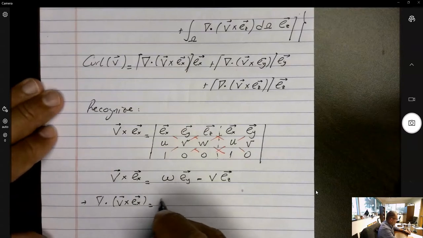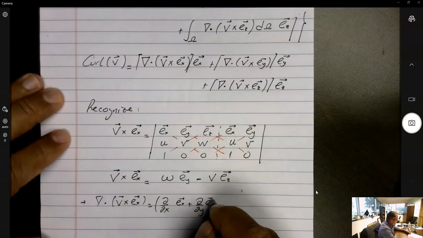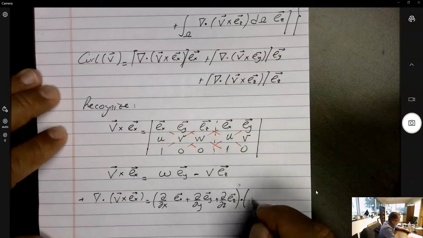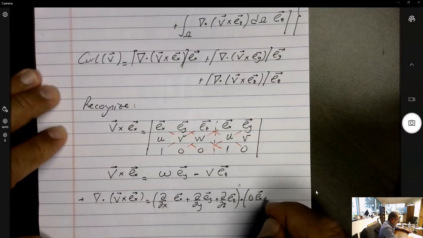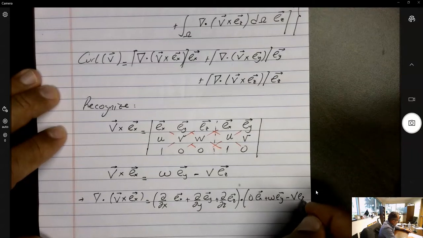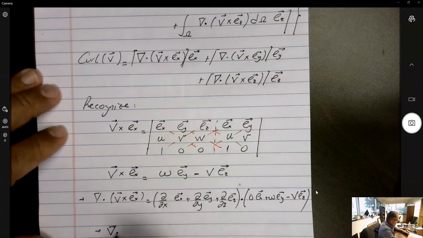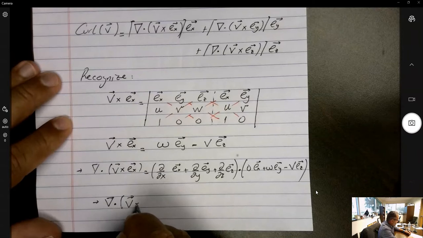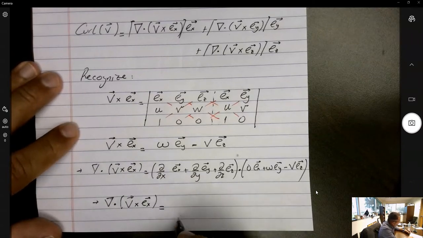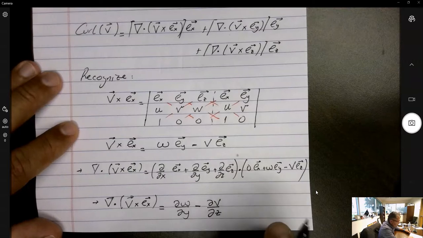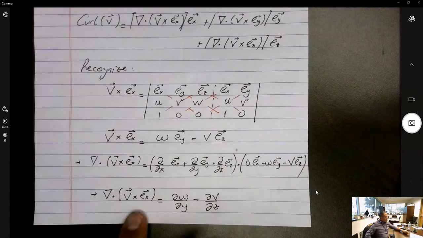is, well, I'm going to do it in two steps here. The divergency will just simply be this operator dotted into this vector, which is 0 in EX, W in EY, minus V in EZ. So the derivative of 0 is 0, the derivative of W with respect to Y, minus the derivative of V with respect to Z. So the divergency of V cross EX goes as dW dy minus dV dz. Okay, and that's a scalar because I'm taking the divergency of a vector.